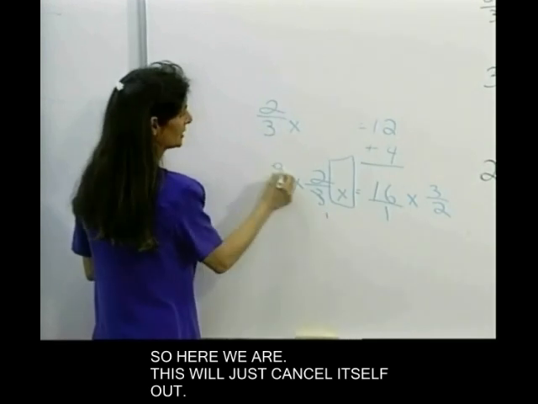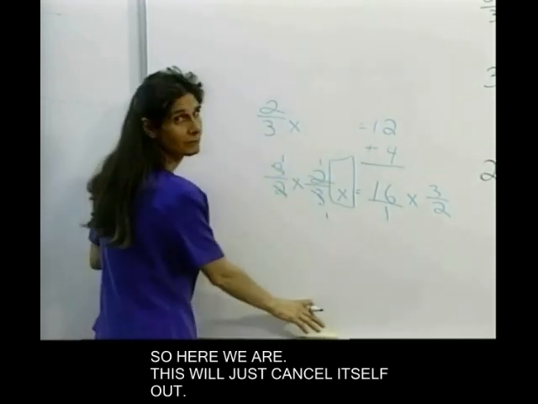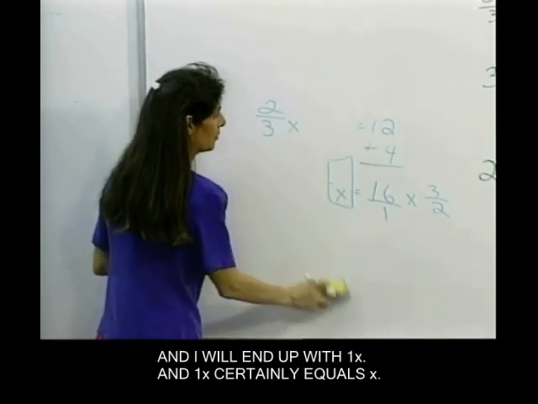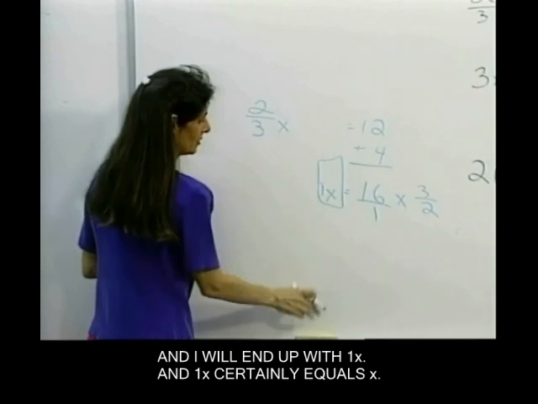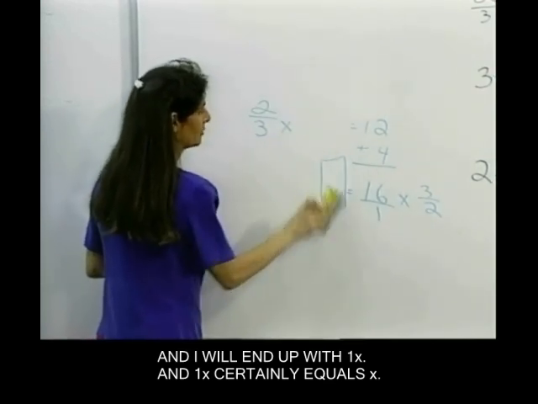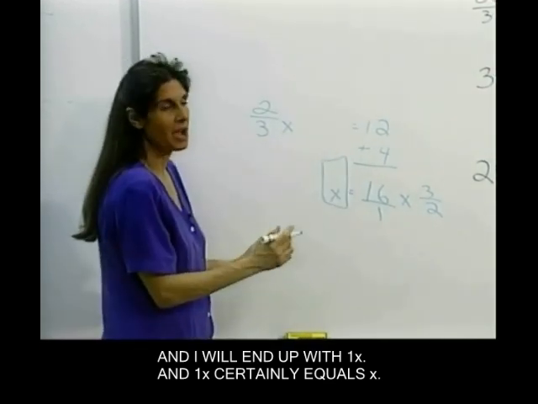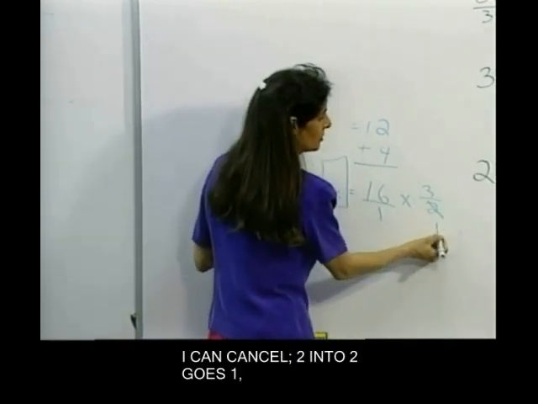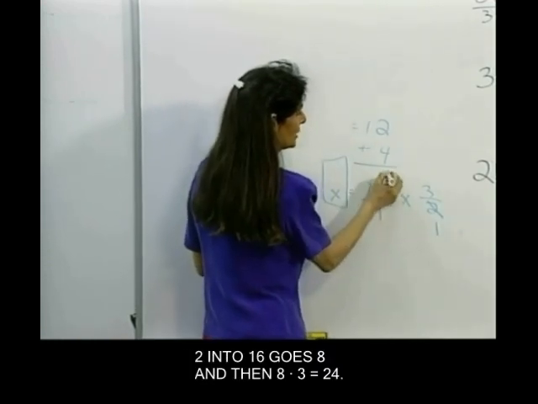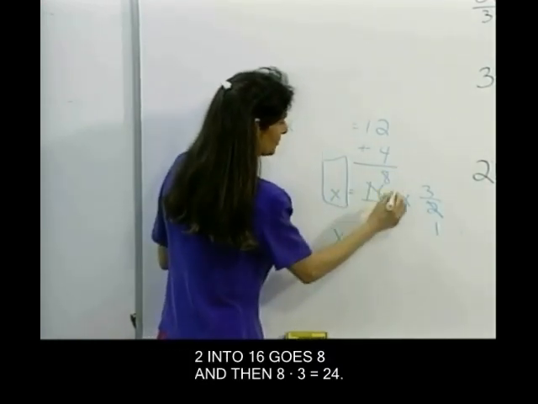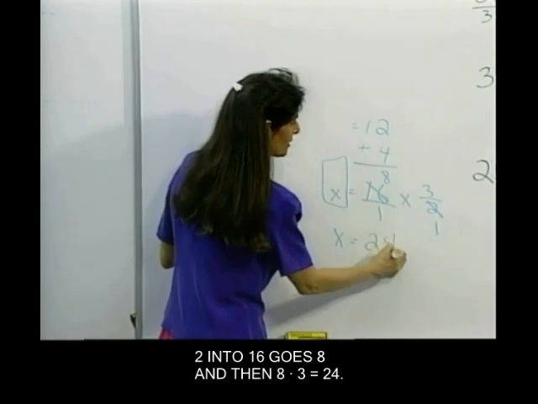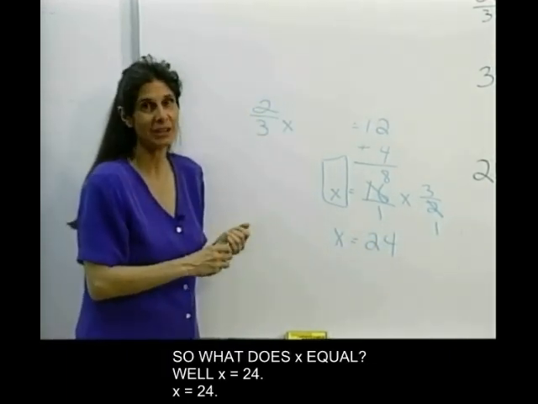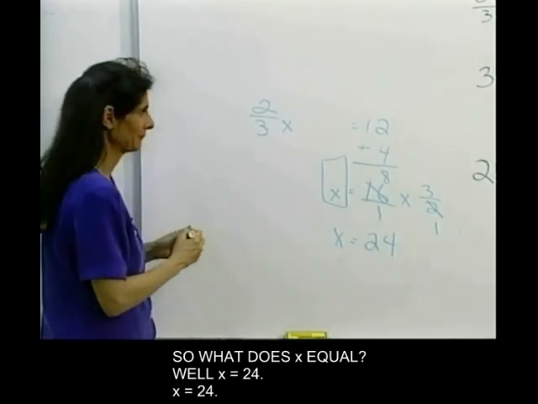This will just cancel itself out. Everything will be 1, 1, 1, 1, 1. And I will end up with 1x. And 1x certainly equals x. On the other side of the equation, I can cancel. 2 into 2 goes 1. 2 into 16 goes 8, and then 8 times 3 is 24. So what does x equal? Why, x equals 24.